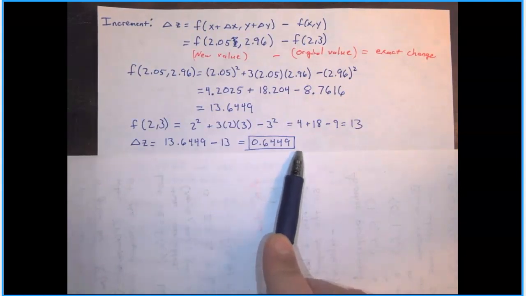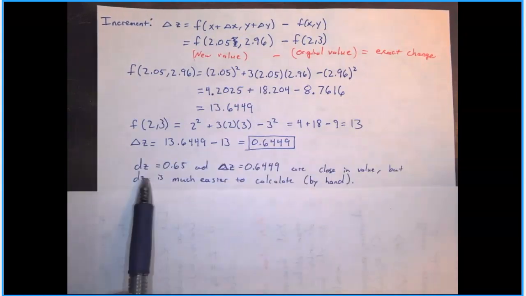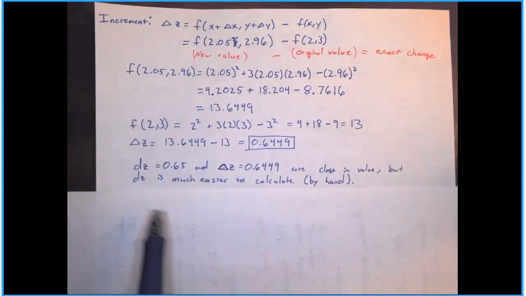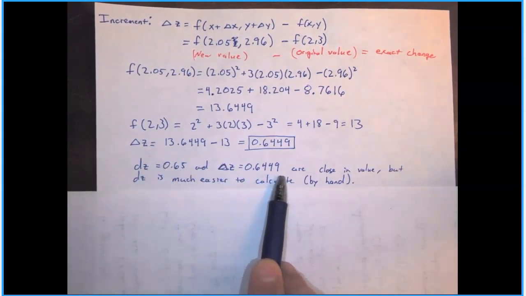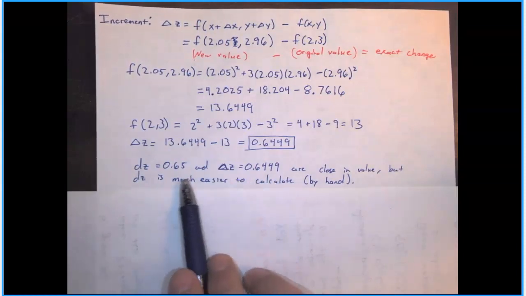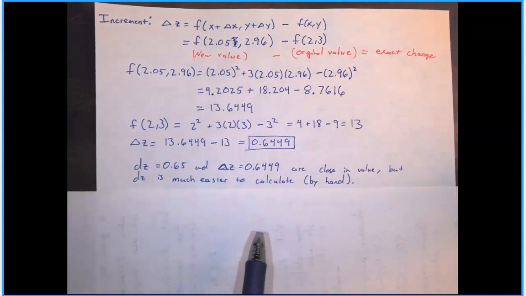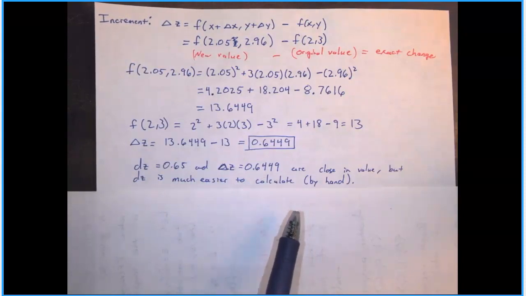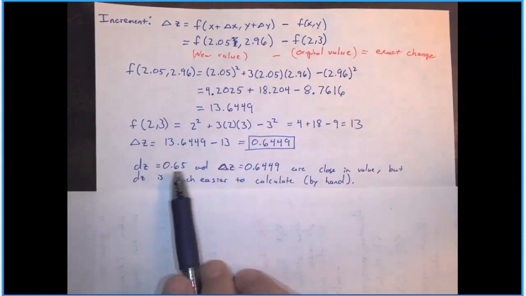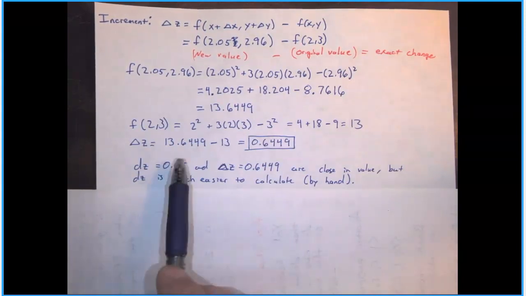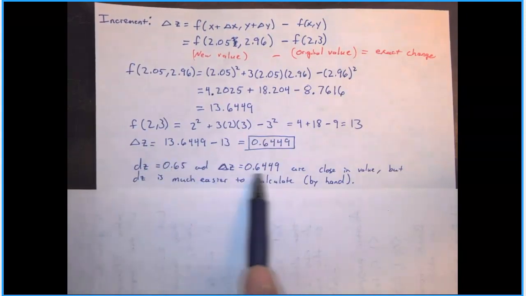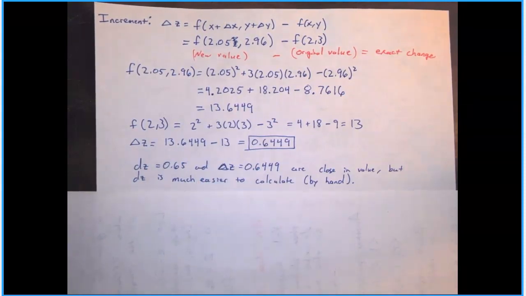Now I've taken away what we got for the differential, but if I compare the two, the differential was 0.65. That was the approximate change. The actual change was 0.6449. So the difference here is about 5 thousandths, or 0.005. That's pretty small. They're pretty close to each other. And if you do this on your own on a piece of paper and you do everything by hand, you'll see that calculating this dz, this differential, is much easier than the increment. So that's really the advantage of using these approximations.